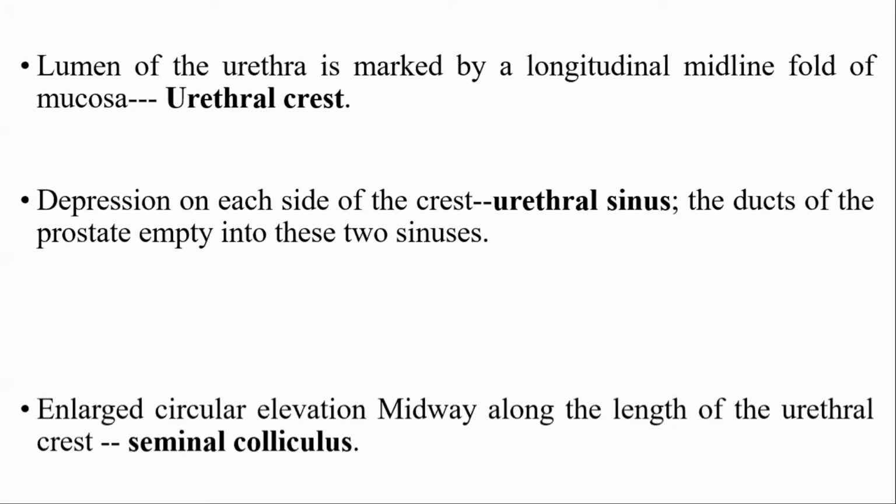So 3 parts. In the cut section of the prostatic urethra, we see 3 parts up till now. What are they? Urethral crest, urethral sinus, and seminal colliculus. So what is urethral crest? It is the midline longitudinal fold of mucosa in the lumen of prostatic urethra. What is urethral sinus? It is the space on either side of the urethral crest. What is seminal colliculus? It is the enlarged circular elevation midway along the length of urethral crest.